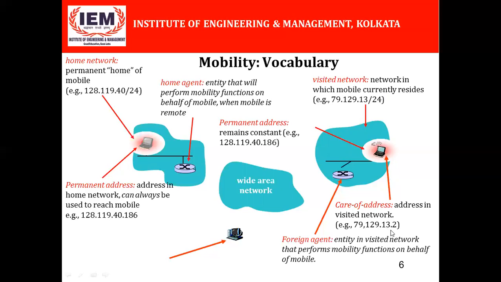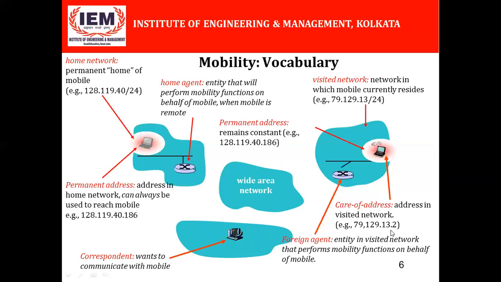Next to that, foreign agent. The foreign agent is another router. So that router may be used to transmit the information which can be collected from the home router, okay, or something simply like our previous figure, router 1 to router 2 and router 2 to router 3. This is something like our router 3. And next to that, this is the correspondent, which wants to communicate with the mobile device. That means the corresponding node, I can say.